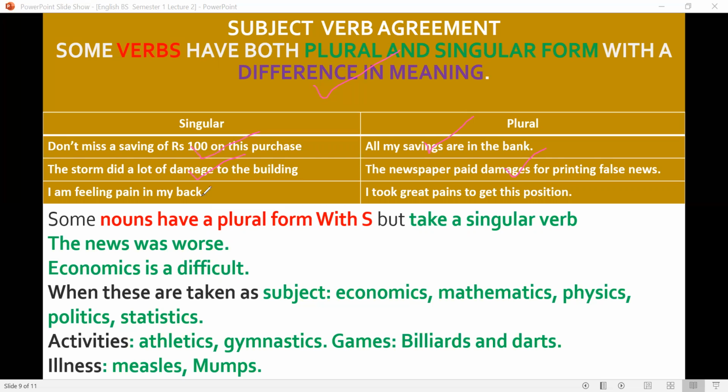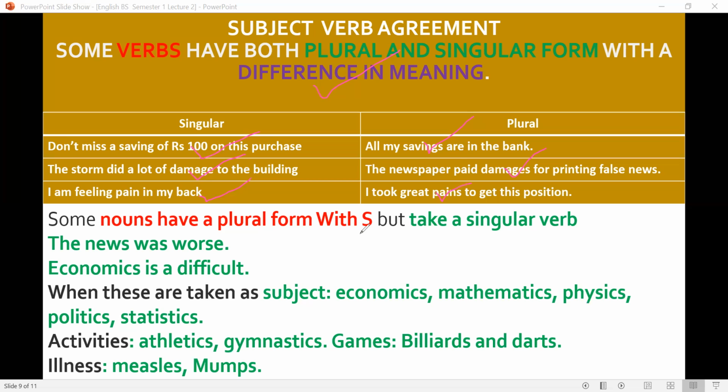I'm feeling pain in my back. I took great pains to get this position. The meanings of pains and pain are different. The meanings of damage and damages are different. The meanings of saving and savings are different. They are used differently, so we can use them in singular or plural, but their meaning would be different depending on whether you use the singular form or the plural form.